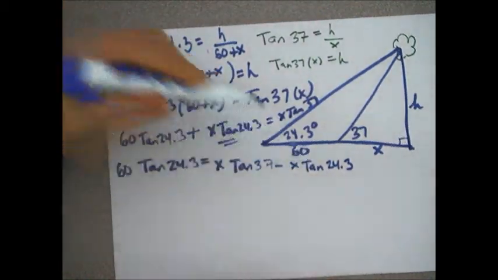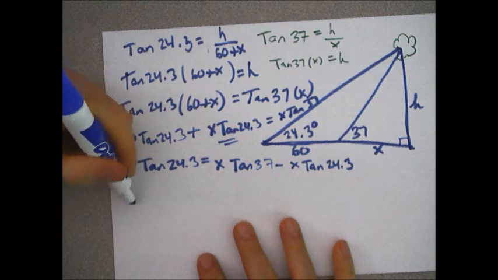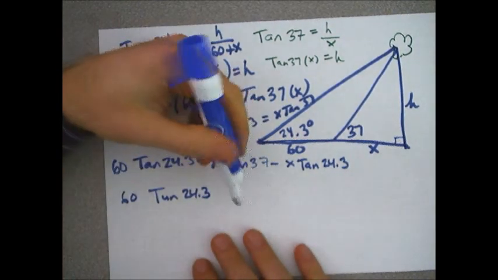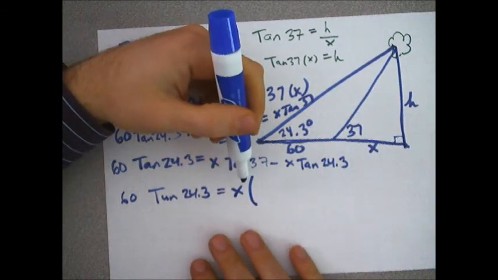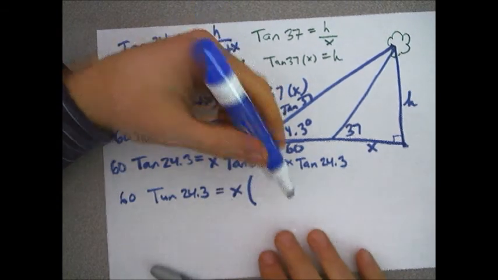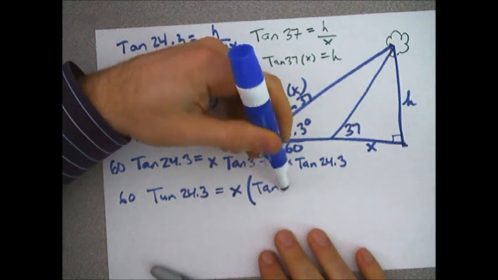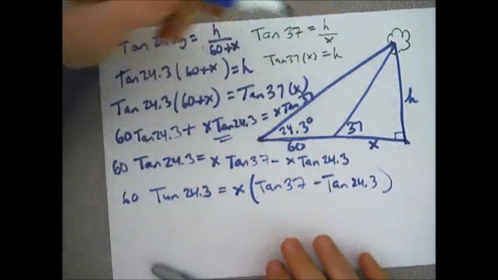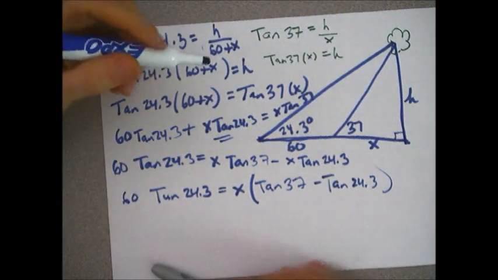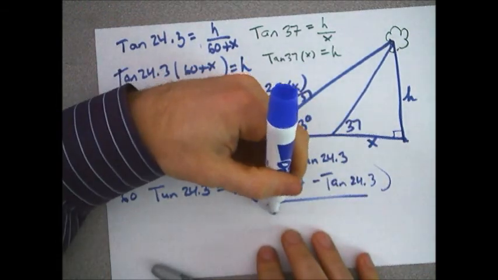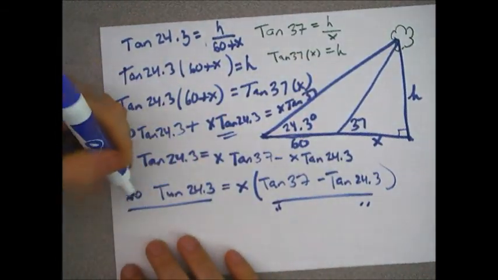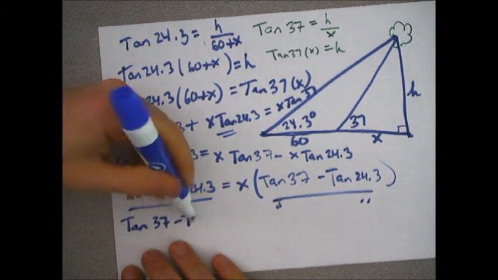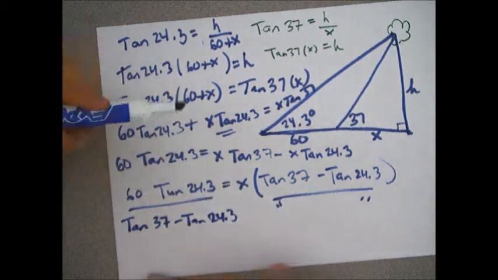Okay. What can I pull out from over here? You can pull out an x. So this is 60 tan 24.3 is equal to x times the quantity tangent of 37 minus tangent of 24.3. I'm trying to solve this for x, so what do I do to both sides? You divide by the stuff in the parentheses. So when I divide that over here, this is going to be 60 tan 24.3 divided by tan 37 minus tan 24.3. Somebody at the calculator, do this, please.